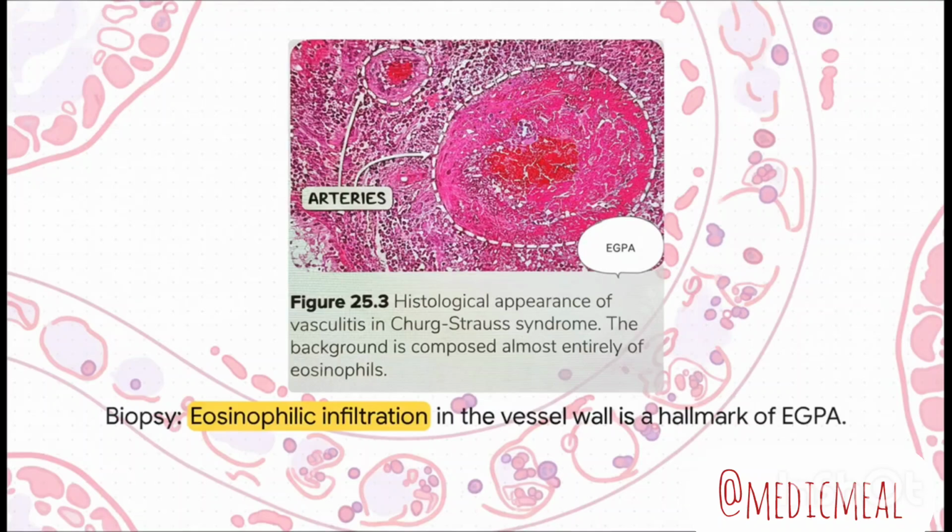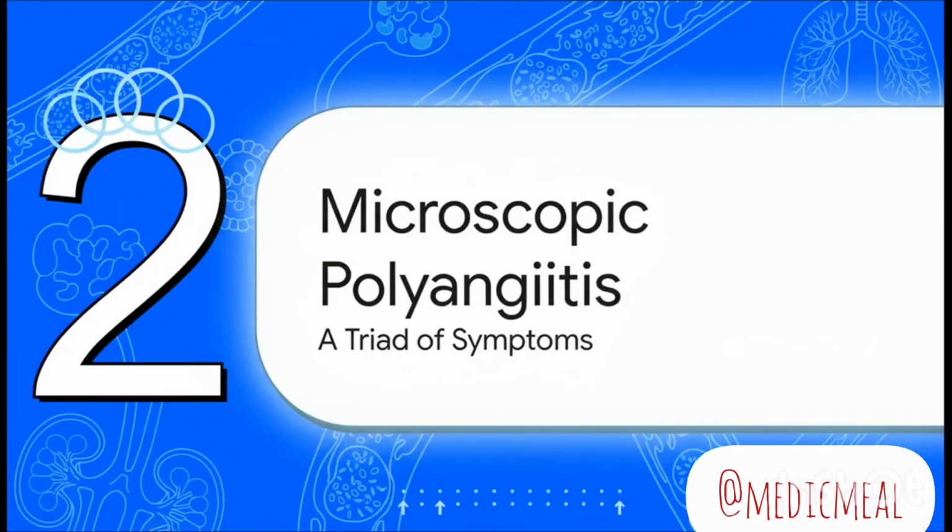And this slide, this is the final piece of the puzzle. This is the definitive proof from a biopsy. You can clearly see the blood vessel wall right here, and the tissue all around it is just packed, absolutely swarming with eosinophils, all those little pink staining cells. This incredibly dense eosinophilic infiltration, both in and around the vessel wall, is the absolute undeniable hallmark of EGPA. All right, let's move on to our next condition and see how these ideas start to build on each other.